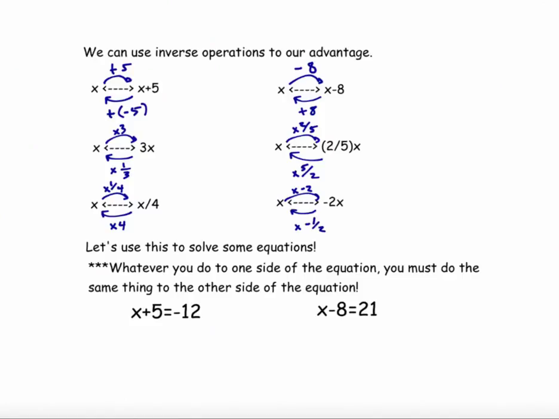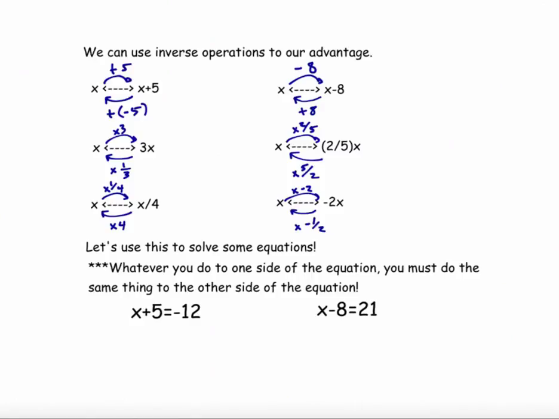Okay, so one key idea that we always have to keep in mind is that if you're dealing with an equation, whatever you do to one side of the equation, you must do the same thing to the other side of the equation. Whether that's adding a number or multiplying the whole left side by 7 and the whole right side by 7, whatever it is, you got to do the same thing to both sides of the equation.